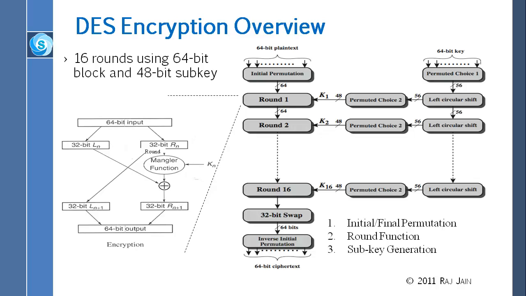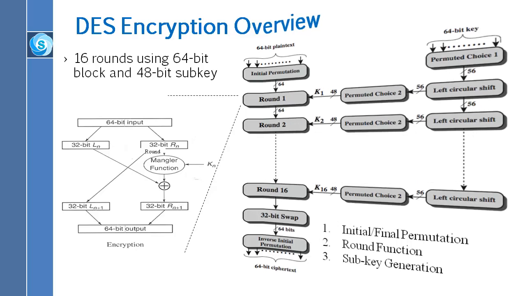All right. So let's see these three things in a little more detail. First is the initial and the final permutation. What is done here? Second is the round function. What is done in this block? And third is subkey generation. How are these keys generated?